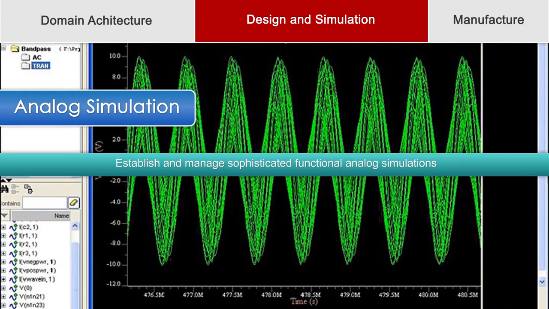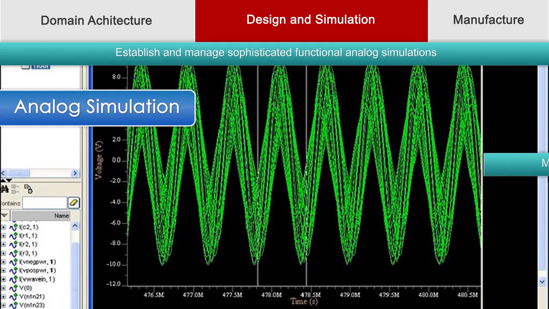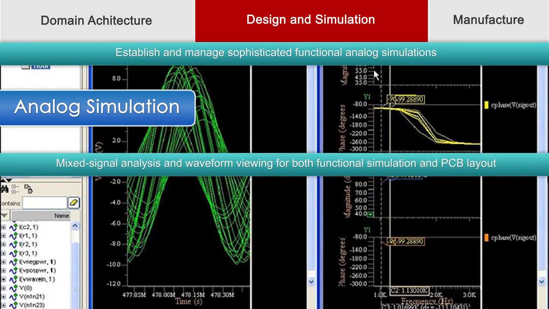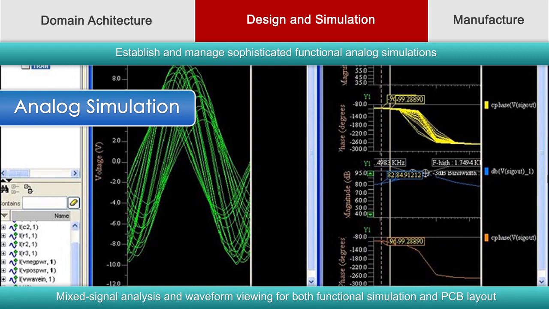Analog mixed signal simulation is tightly integrated within the Xpedition design flow, so the schematic used to drive simulation also moves your design seamlessly to layout.